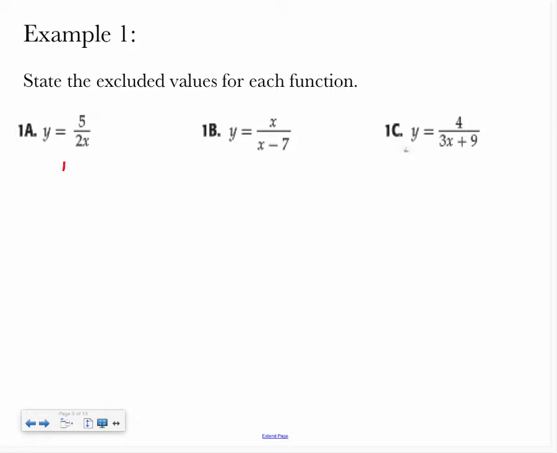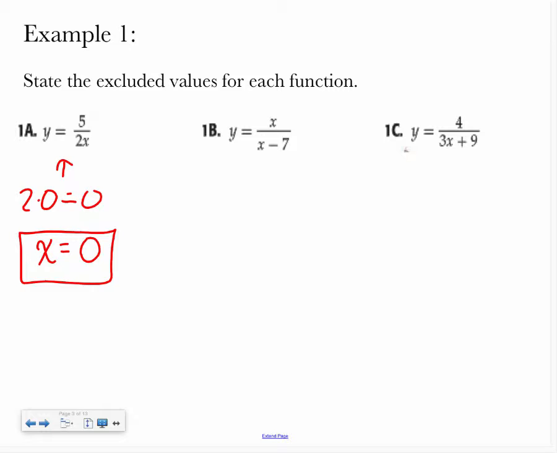So if we look at this first one, we have y equals 5 over 2x. So what number could we plug in for x that would give us 0? 0 times any number gives us 0, so we could say 2 times 0 equals 0. We cannot have our bottom, or our denominator, equal 0. So our excluded value would be 0. Is there another number that would make the denominator equal to 0? No, so that is our only excluded value for this function.